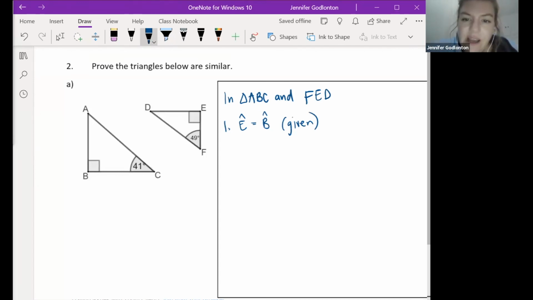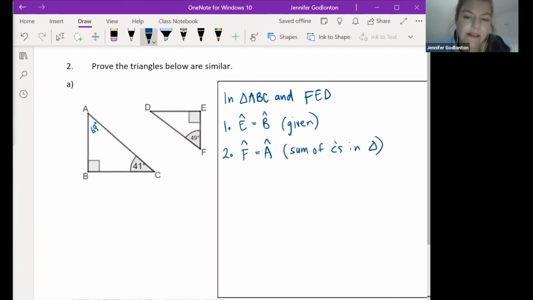Okay. Perfect. But what you were saying was great. So if we say 180 minus 90 minus 41, we definitely get 49 degrees. Okay. So how would I write that as a sentence for number 2? Angle F is equal to angle A. Perfect. And what reason would I give? Sum of angles in a triangle. Perfect.